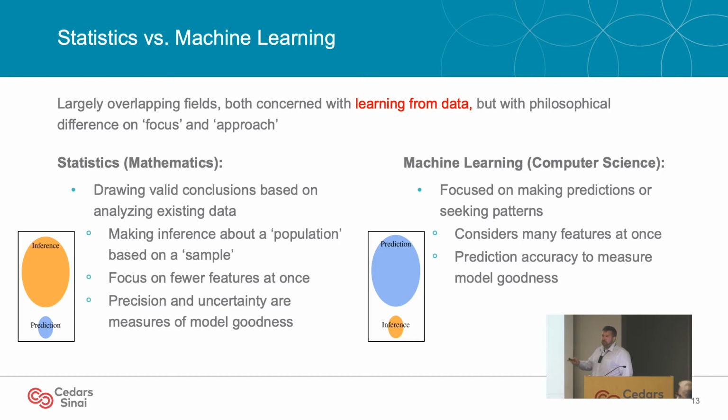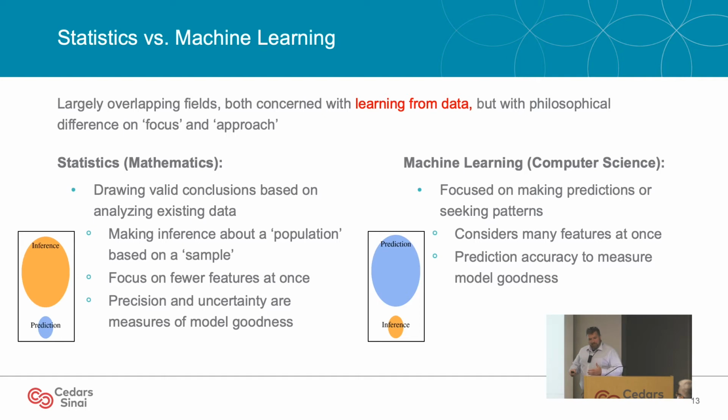Okay, let's briefly elaborate on the difference between statistics and machine learning to the best of my ability. They are largely overlapping fields. They're both concerned with learning from data, but they do have some philosophical differences between them based on their focus and their approaches. Specifically, in statistics, which is found in mathematics, the goal is to draw valid conclusions based on analyzing existing data you have in front of you, that you've sampled, that you've collected. And generally, you're trying to make inferences about a larger population from that sample that you've collected.